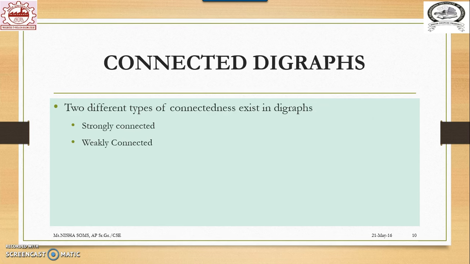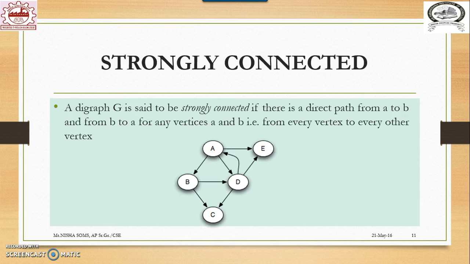Now, let us see what a connected digraph is. The connectivity in directed graphs exists in 2 types. Either they should be strongly connected or they should be weakly connected. A strongly connected graph is one where there is a direct path from A to B and from B to A for any vertices A and B. Or in other words, a digraph is strongly connected if there is a direct path from every vertex to every other vertex.